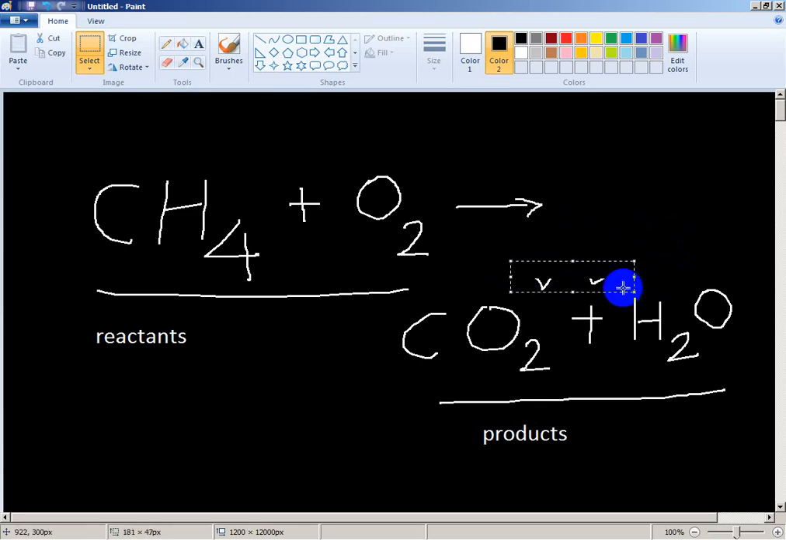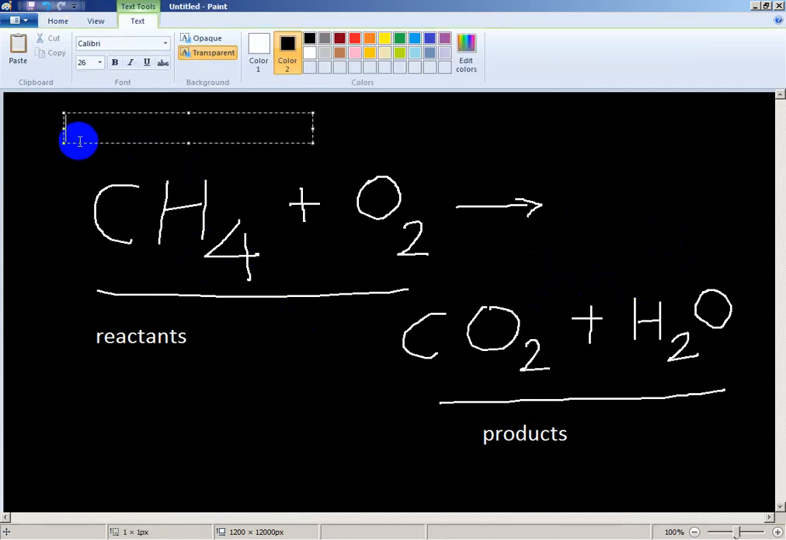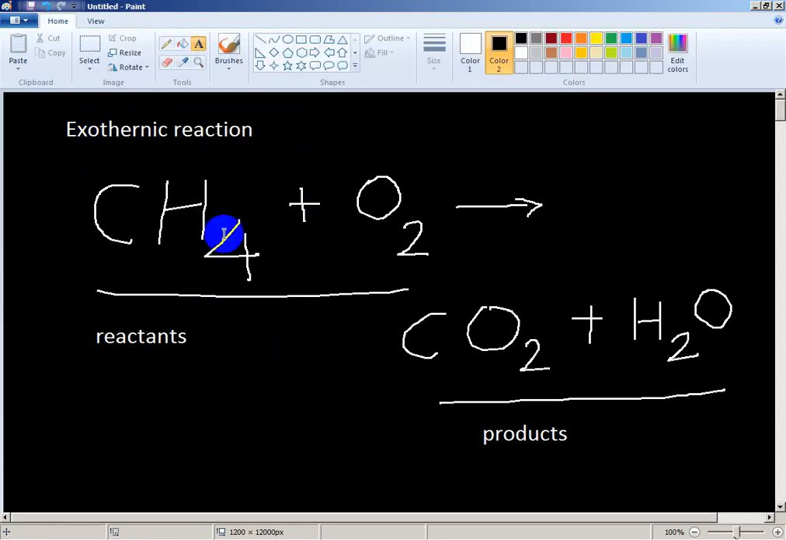So during the reaction, in an exothermic reaction, bond breaking energy is more than bond formation energy. In an exothermic reaction, bond breaking energy involves the carbon-hydrogen bonds, four carbon-hydrogen bonds, and the oxygen double bond. Bond breaking energy is more than product formation energy.